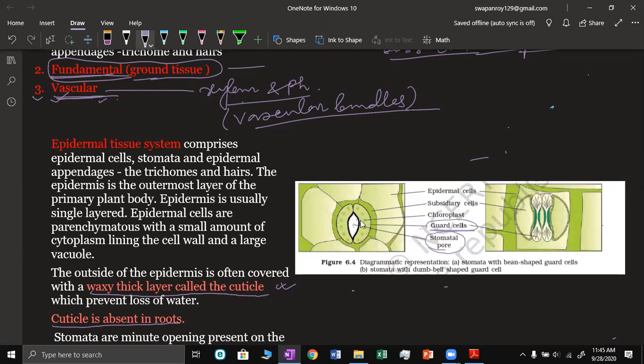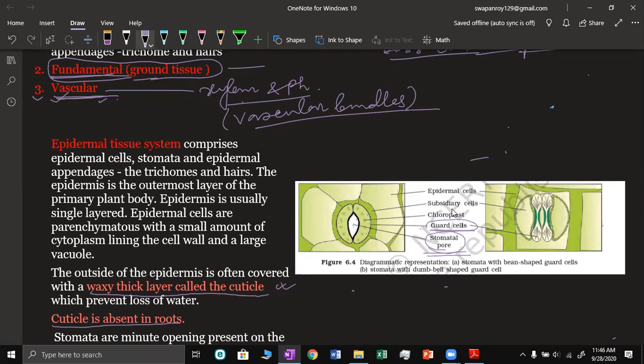The guard cell movement: by changing the turgidity of the guard cell, the stomatal pore opens and closes. This way they can regulate the water loss through transpiration.